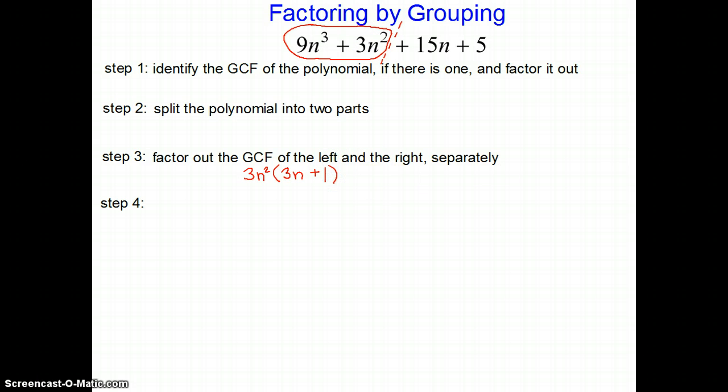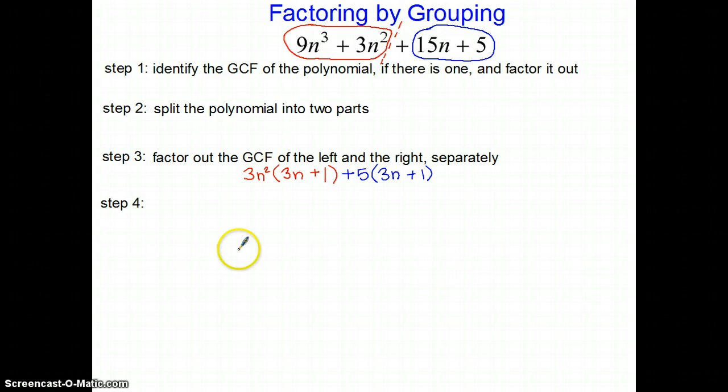Now on the right, I'm going to again factor out the greatest common factor. Be careful because we are adding on the right, so I put a plus sign. And then looking between my two terms, I see a greatest common factor of only 5. Factoring out a 5 from 15n, I'm left with 3n. Factoring out a 5 from 5, I'm left with just a positive 1.